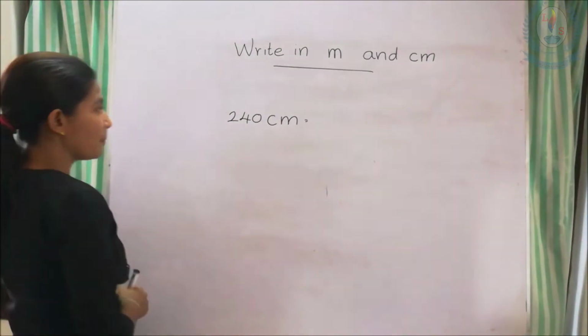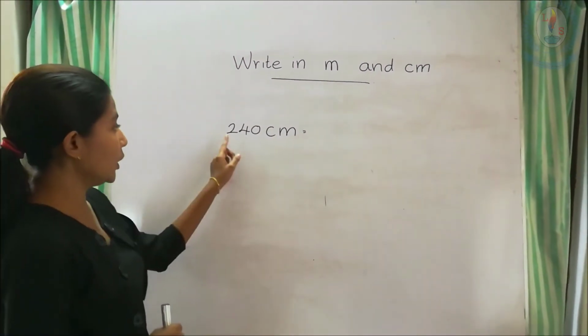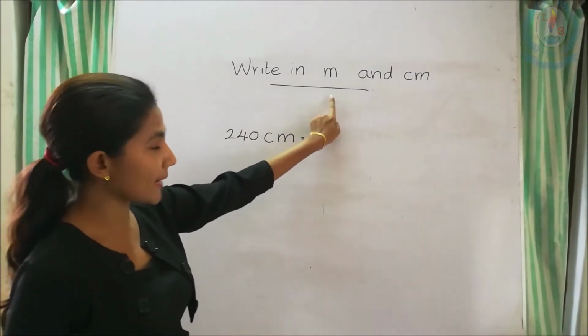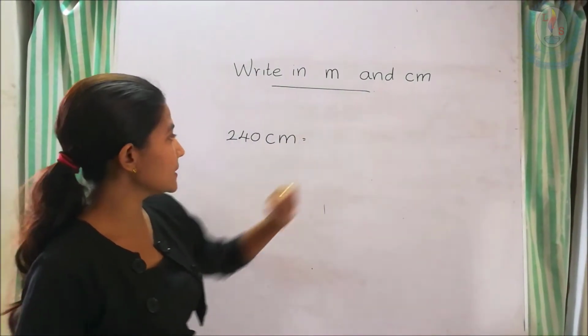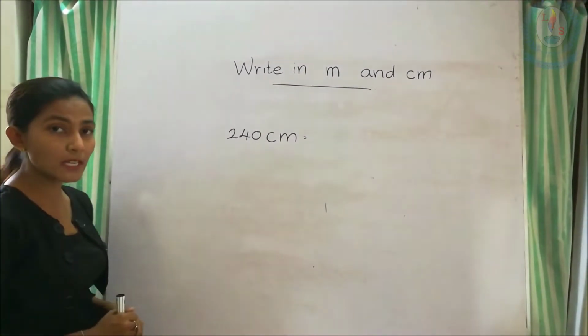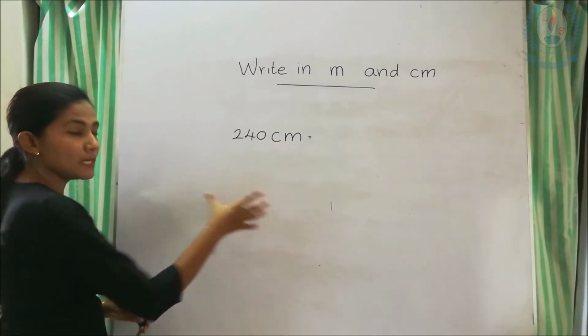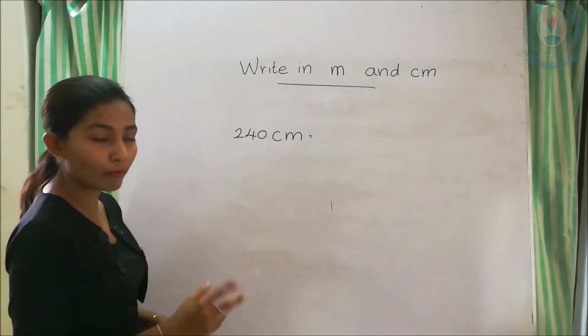Okay, we will practice another question. 240 centimeters. The question is asking to write in meters and centimeters. So, as we did earlier, we are going to separate or divide this according to the sound of the number.